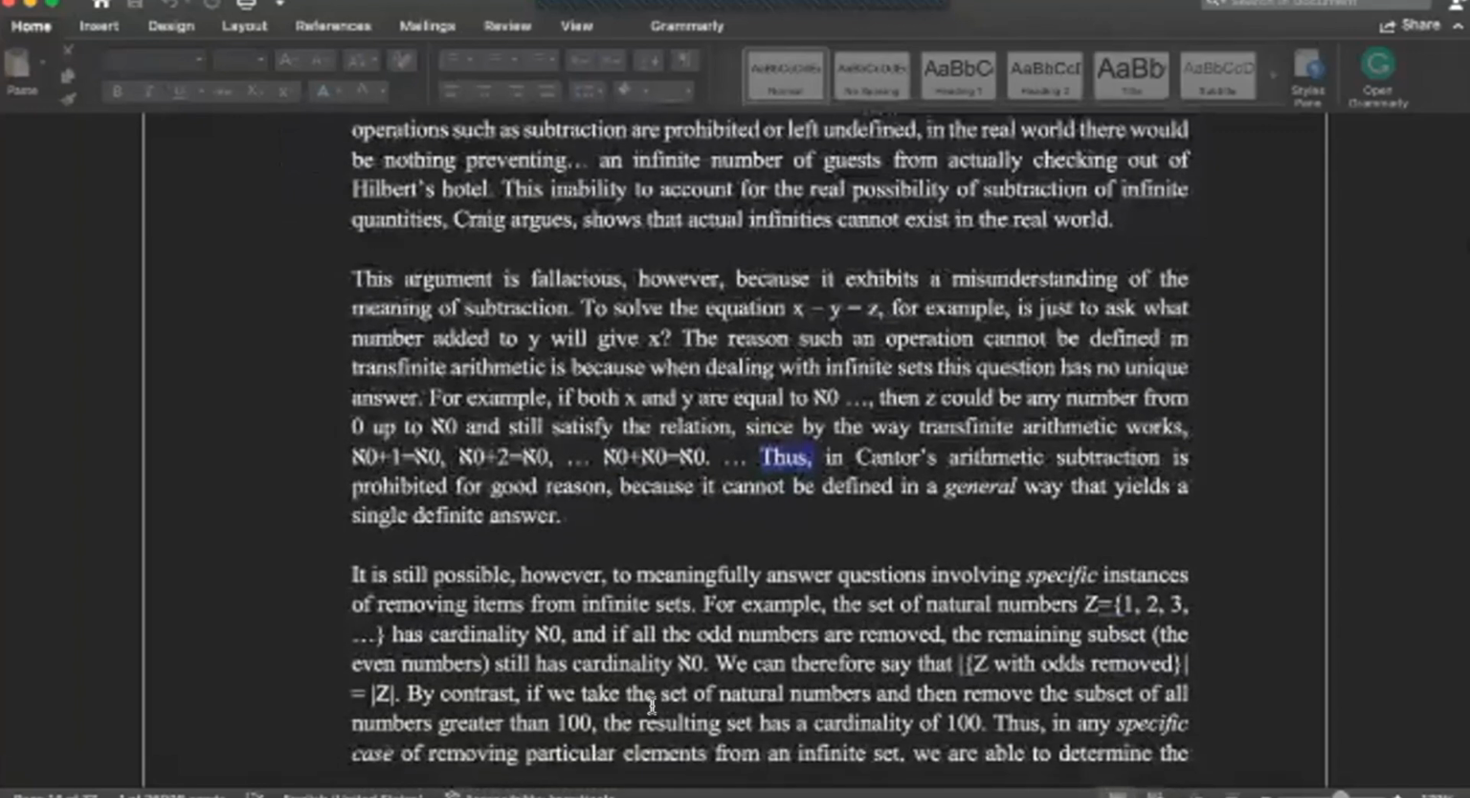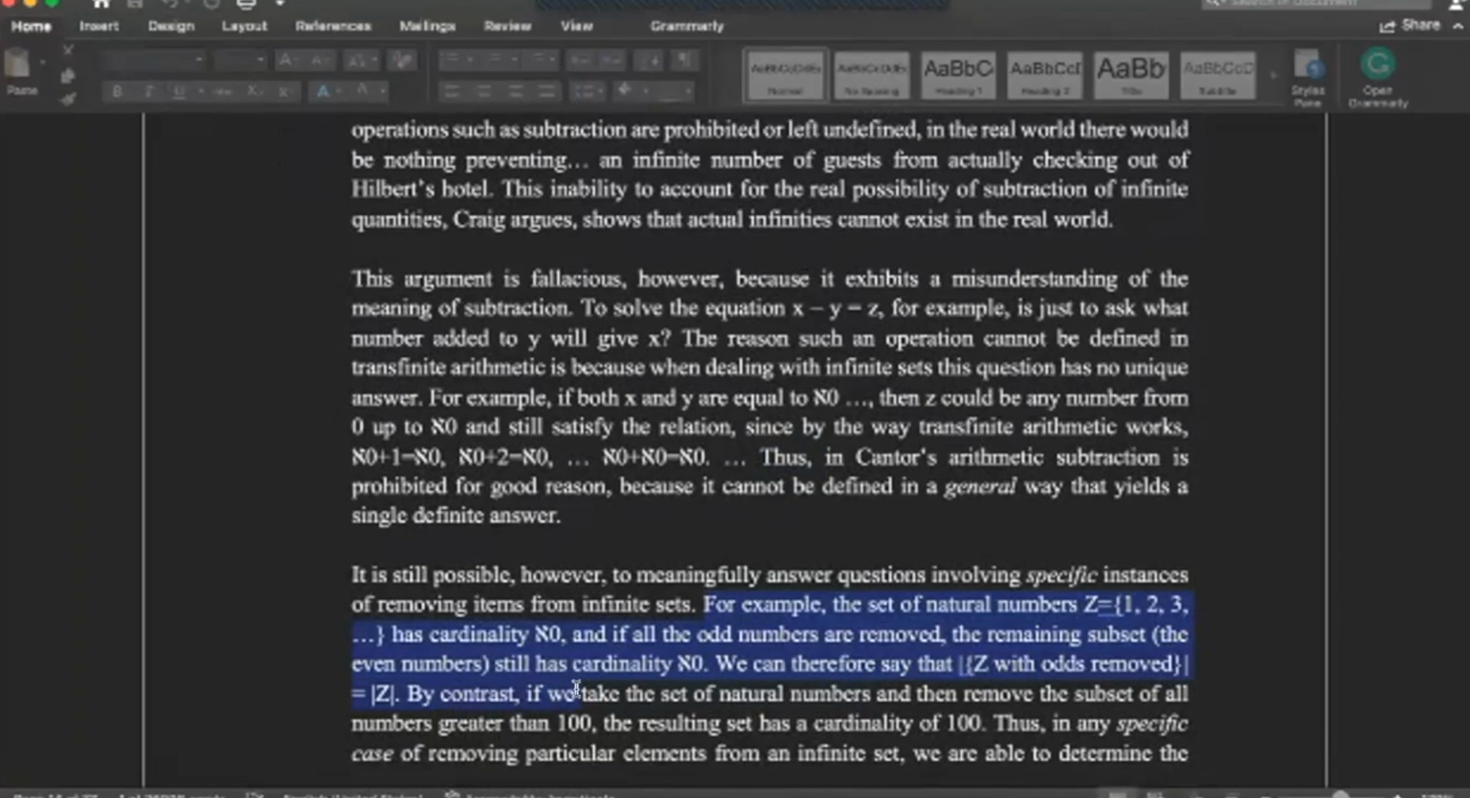It is still possible, however, to meaningfully answer questions involving specific instances of removing items from infinite sets. For example, the set of natural numbers Z equals 1, 2, 3, etc. has cardinality Aleph null. And if all the odd numbers are removed, the remaining subset, the even numbers, still has cardinality Aleph null. We can therefore say that the cardinality of the set of Z with the odds removed is equal to the cardinality of Z itself.